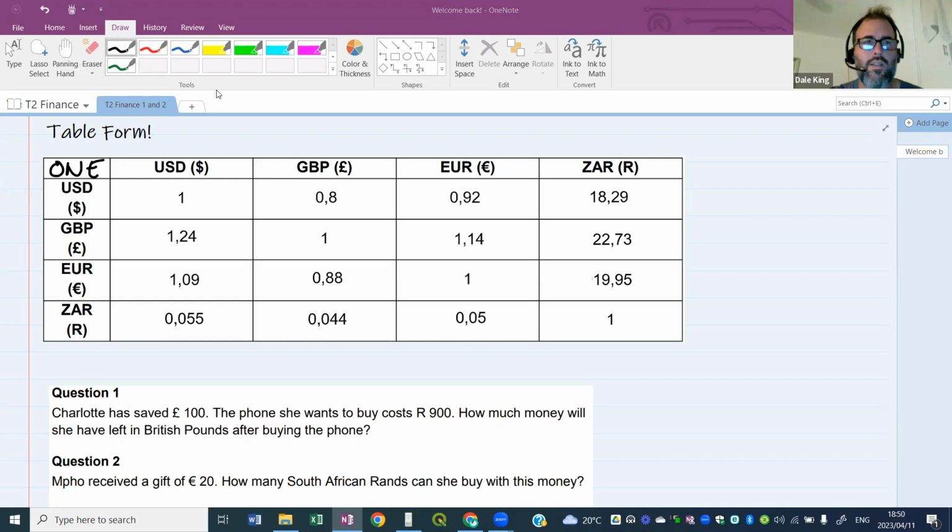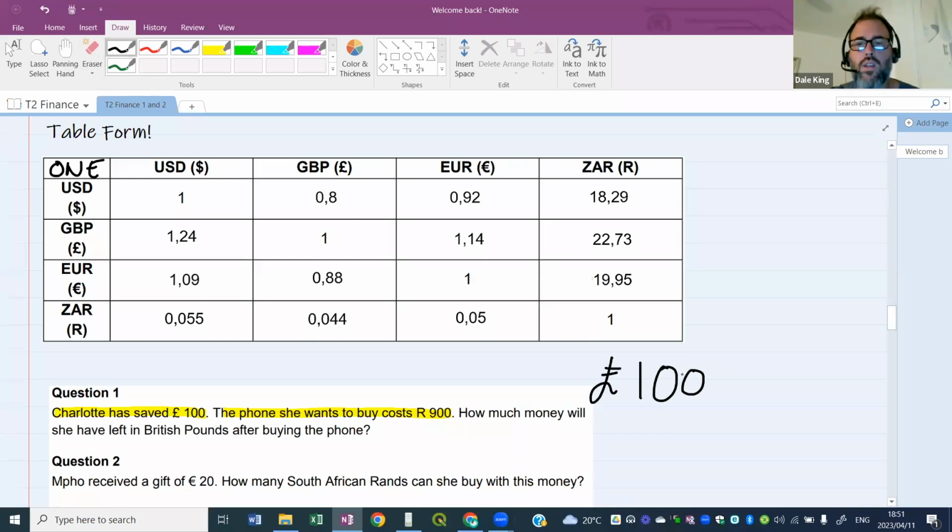All right, let's have a look. We need to find out how many pounds is in 900 rands. Okay, Bianca, if you look at the first part of this question, that's what we're going to focus on now. Charlotte has saved £100. The phone she wants costs 900 Rand. So will her £100 be enough to buy it for 900 Rand? We're going to change her £100 into rands and see if she has enough. So she's got £100 that needs to change into rands.